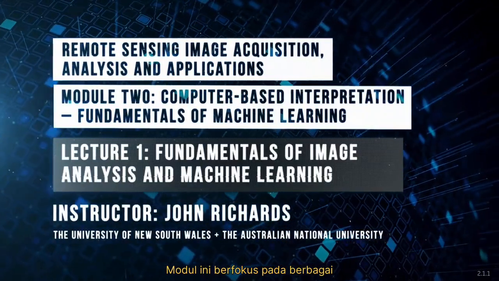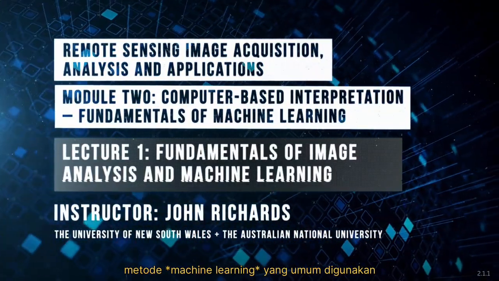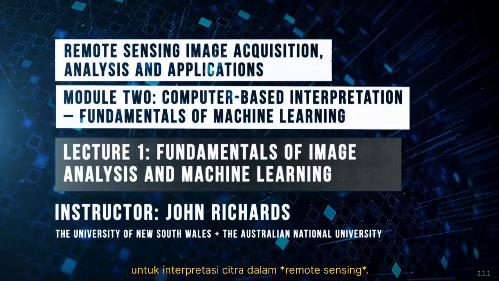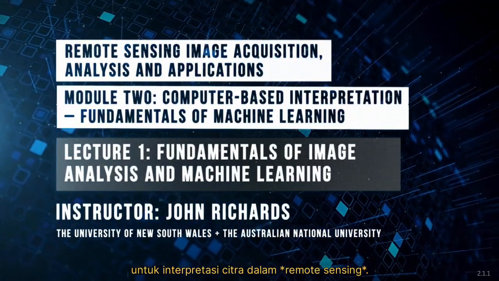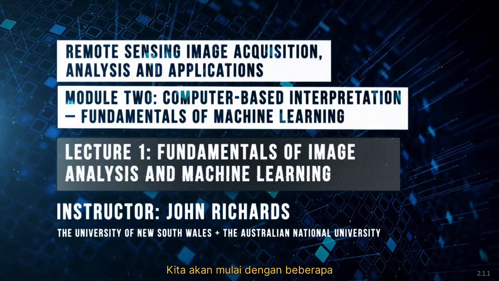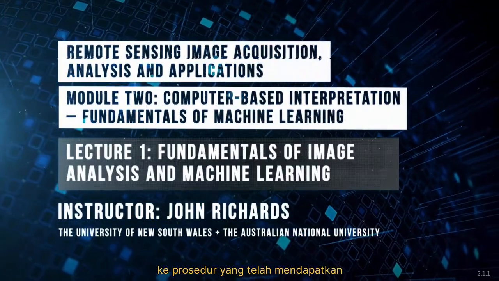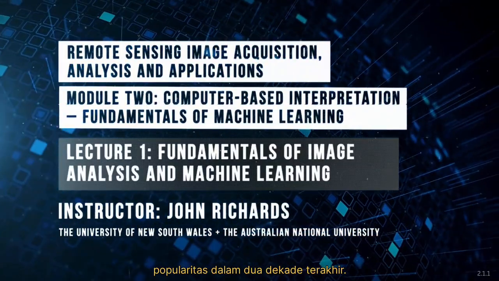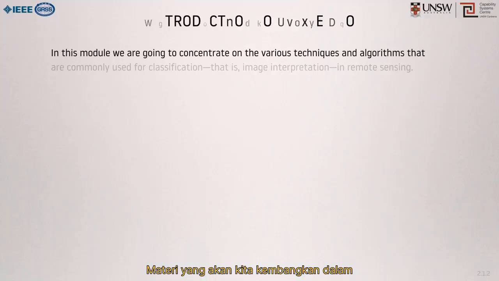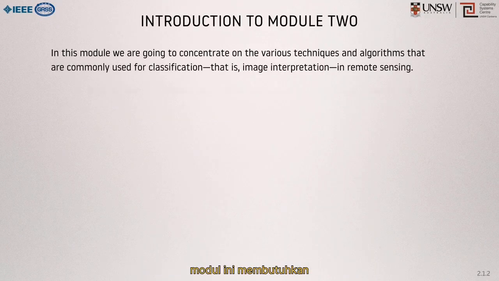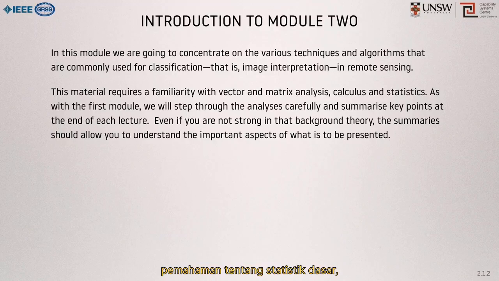This module focuses on the range of machine learning methods that are used commonly for image interpretation in remote sensing. We will start with some simple historical algorithms and move on to procedures that have gained popularity in the last 2 decades. The material we are going to develop in this module requires an understanding of basic statistics, calculus, and vector and matrix analysis. If you do not have that background, the summaries should provide an overview.